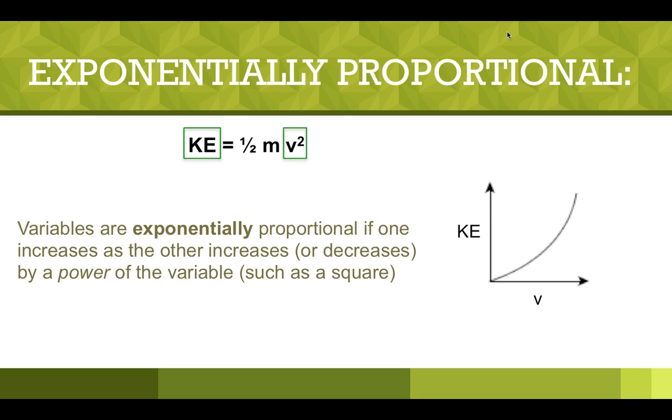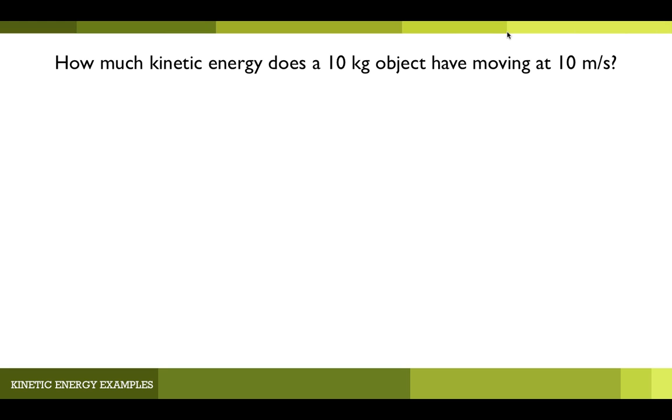Now here we can see that kinetic energy is exponentially proportional to velocity. We already learned a little bit about kinetic energy before, but it's really easy to spot because since the velocity is squared, that means kinetic energy and velocity must be exponentially proportional. So a small change in your velocity could end up making a very large change in your kinetic energy. So we can look at this in an example.